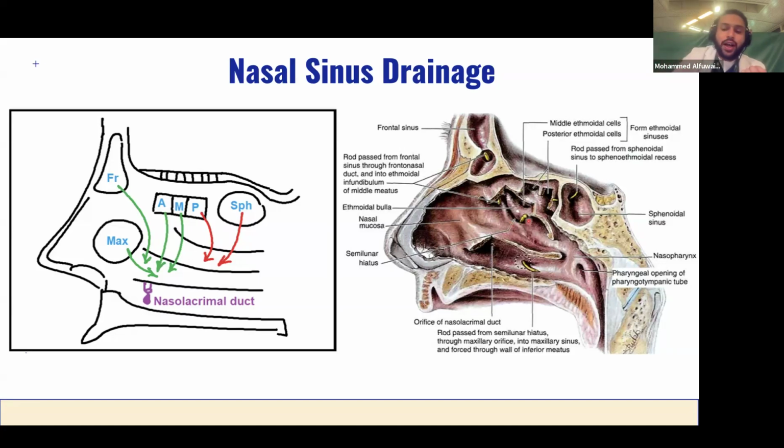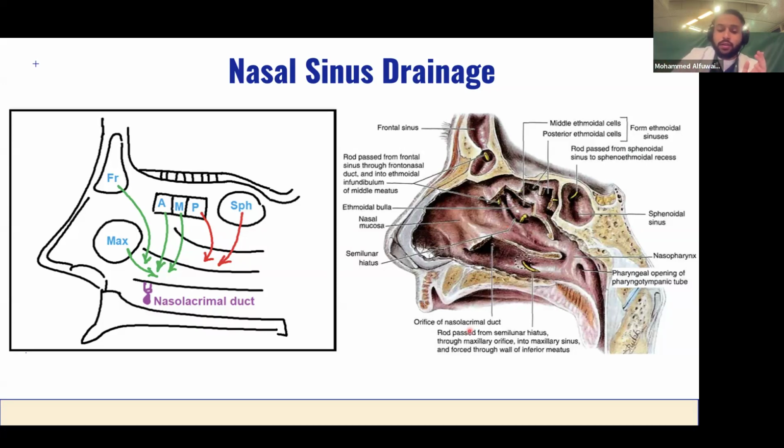Why? Because if you have closure of this duct or this ostia, let's just say this one, because usually it's the middle meatus and it's usually the maxillary sinus that gets inflamed. If you have blockage of this, the maxillary sinus will be full of fluid. This fluid is an amazing environment for bacteria. So bacteria will grow there and will cause inflammation. This is what we call rhinosinusitis. Okay? This is why the nasal sinus drainage is very important and you need to identify everything here.